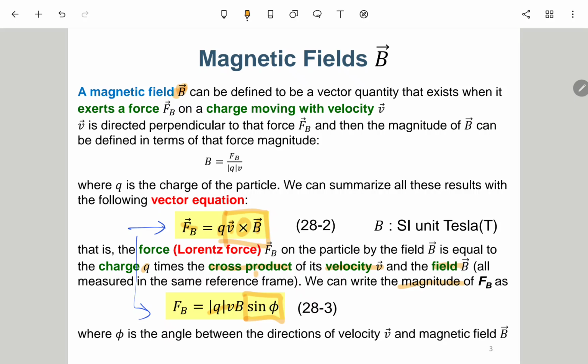This phi is the angle between the direction of the velocity and the B field. For the dot product, it is the magnitude of the two vectors multiplied by the cosine of theta, where theta is the angle between them. Here the cross product is the magnitude of the two vectors multiplied by the sine of phi, where phi is the angle between them. You need to memorize it.